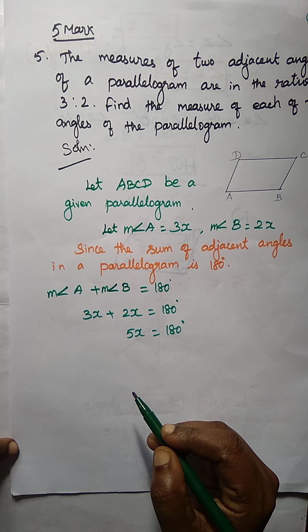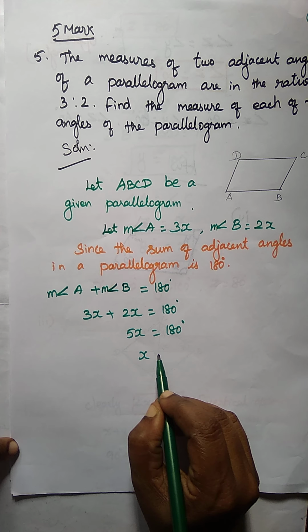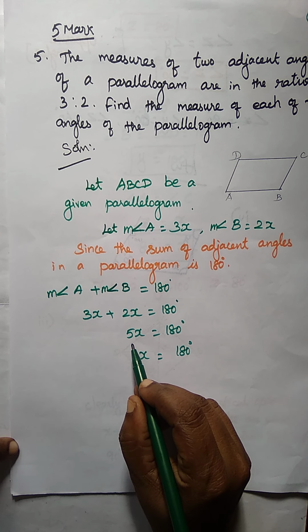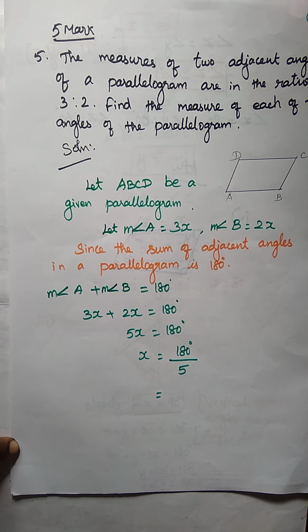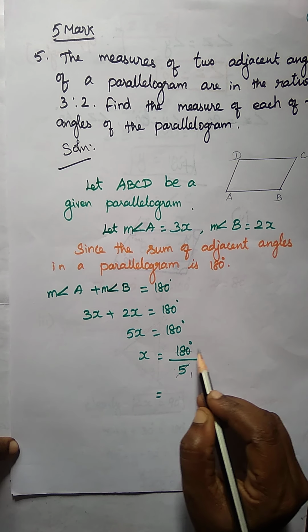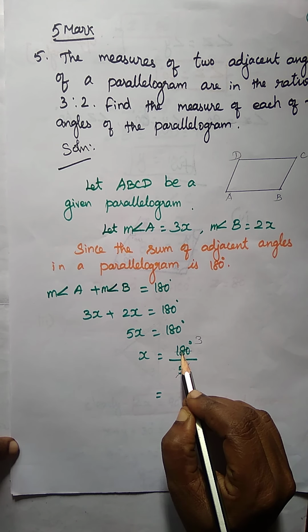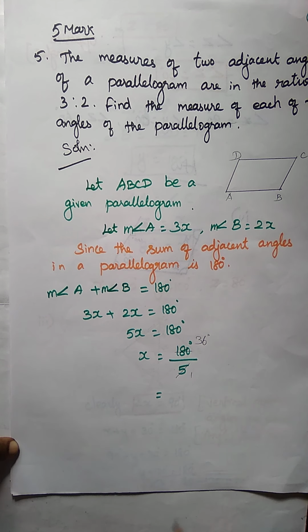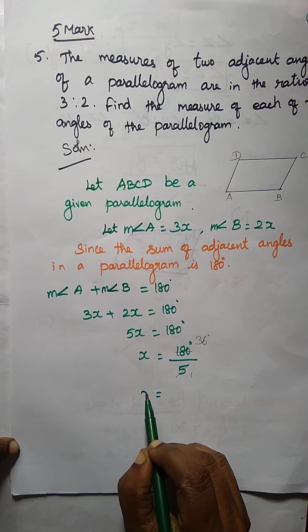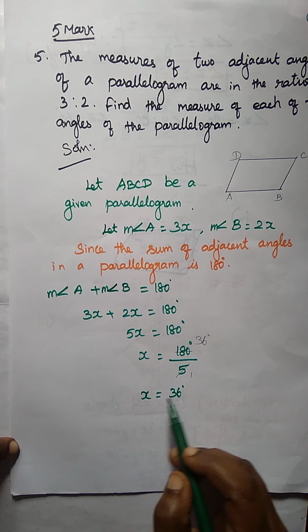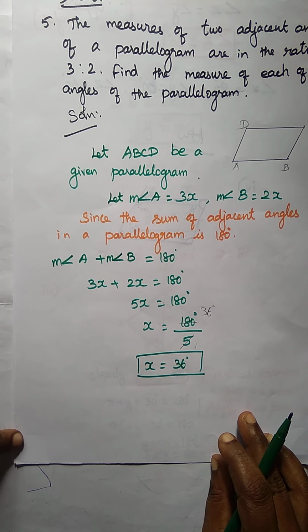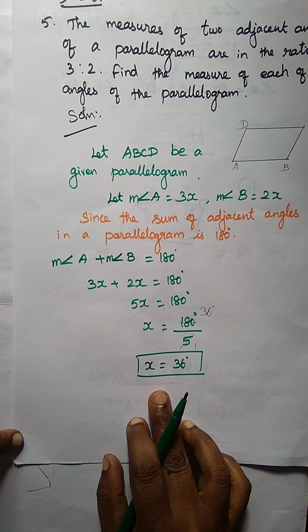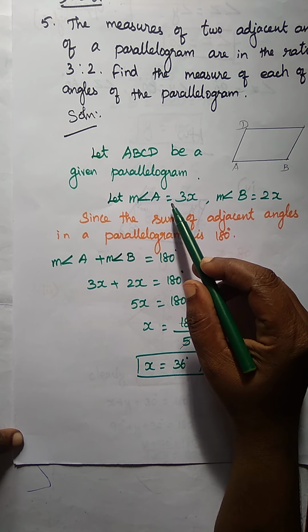So x is equal to 180 degree, this 5 comes to the denominator, divided by 5. Okay, cancel this. 1 5 is 5. 3 5s are 15. Remaining 3, 30. 6 5s are 30. So x is equal to 36 degree. Okay, so x is equal to 36 degree. So using this we find the value of angle A and angle B.